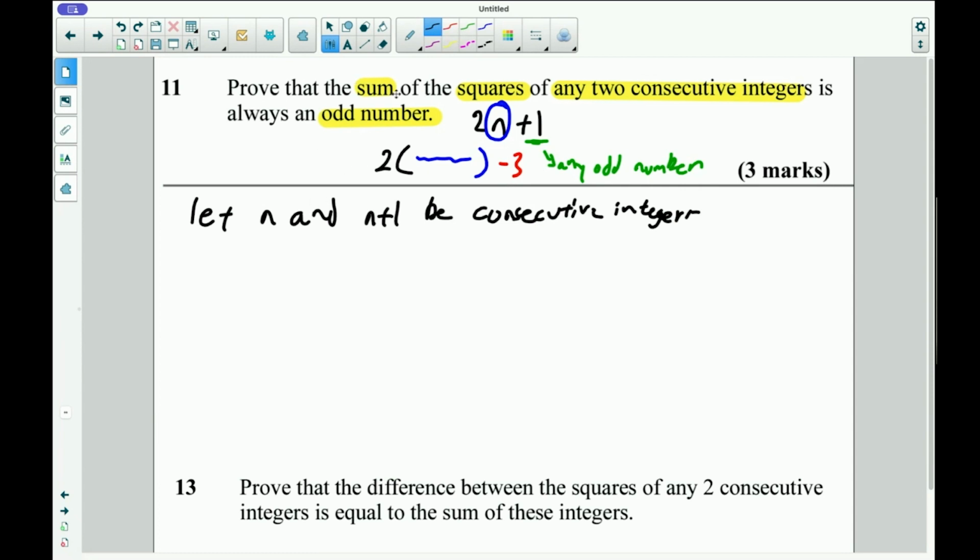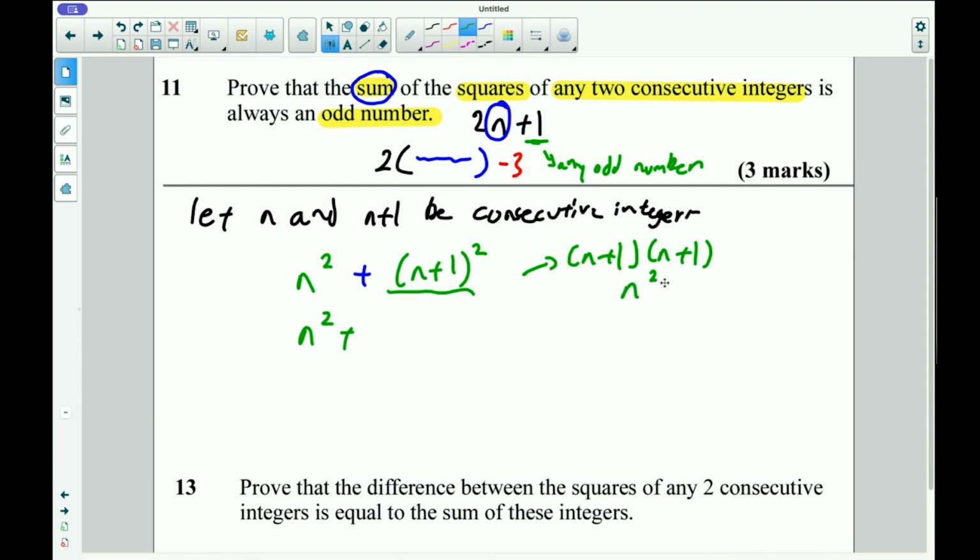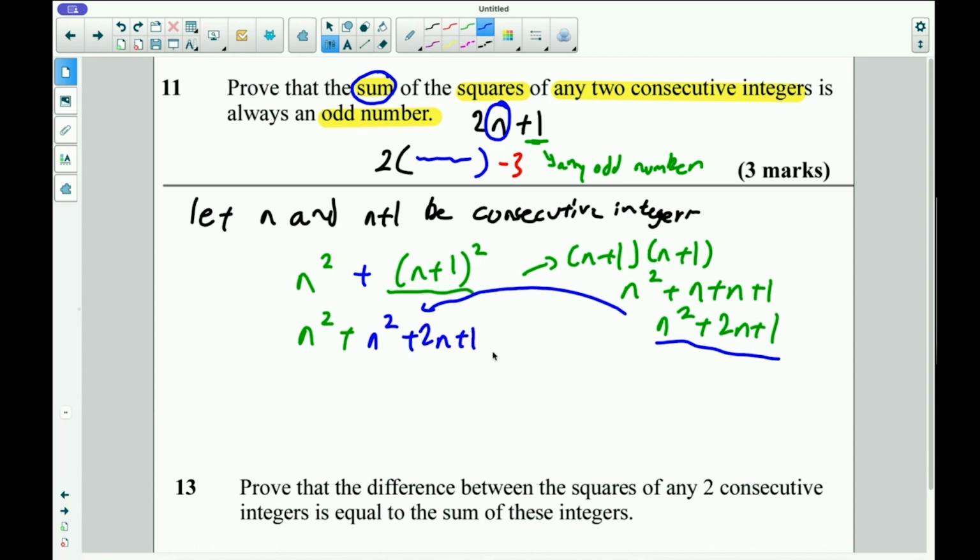Okay, so we're going to let the sum of the squares of these two numbers. So we're going to have n squared, and we're going to have n plus 1 squared. And because we're looking at the sum of these, we're going to add these together. So this means that we're going to have n squared plus, and let's go ahead and expand this. We know that n plus 1 squared is n plus 1 times n plus 1. That gives me n squared plus n plus n plus 1, which is just n squared plus 2n plus 1. So I'm going to put this in here. So that's going to be n squared plus 2n plus 1. And then this will give us 2n squared plus 2n plus 1.